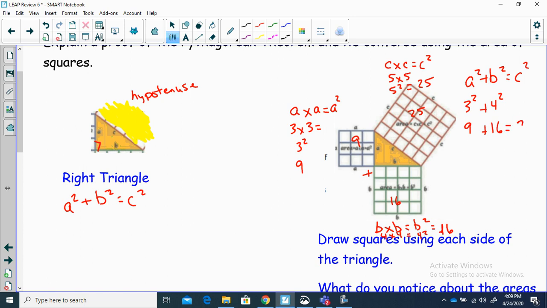So what this tells me is if I make a square out of each side length and add up the squares, the area of this one is 9. The area of this one is 16. The area of this square is 25. 9 plus 16 is 25. When you have a right triangle, the sum of the squares of the two legs will give you the square of the hypotenuse.